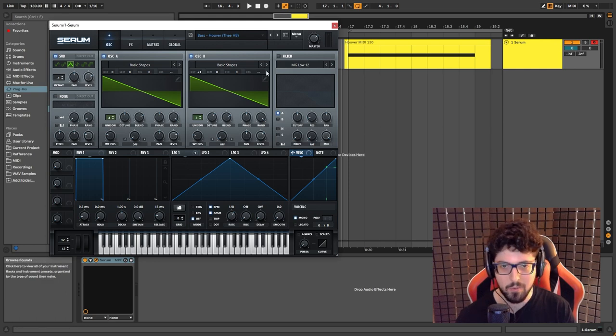Basically, what we have is three oscillators, starting with the sub oscillator. We have a triangle, octave set to minus one. The level is a default. Now we have oscillator A. We have a saw wave, four voices. The two min stays at 0.25.